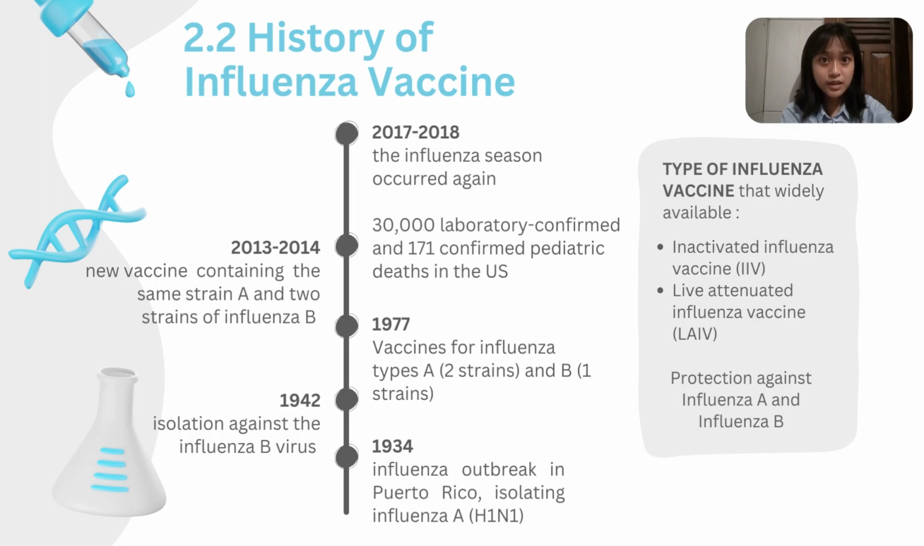Then in 2013 until 2014, the United States introduced a new vaccine containing the same strain A and 2 strains of influenza B virus. Then in 2017 until 2018, the influenza season occurred again. At that time, the outbreak was really severe with a lot of confirmed cases and deaths. Until now, the development of the latest influenza vaccine is still ongoing. There are 2 types of vaccine, inactivated and live attenuated, that protect against influenza type A or B.